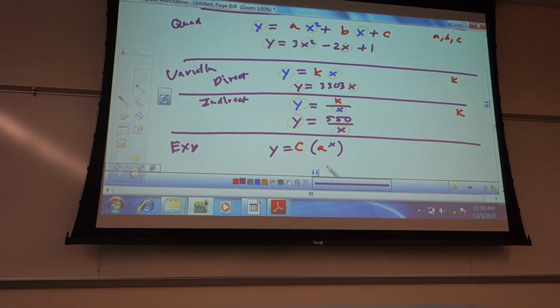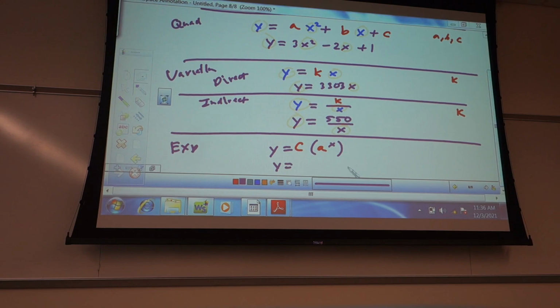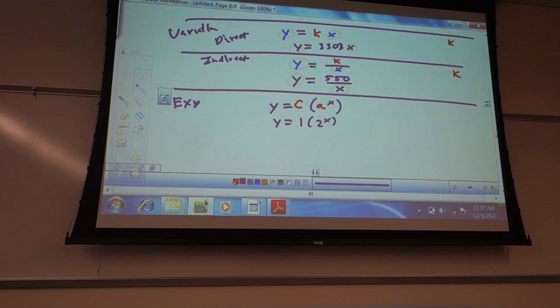For an example, the last one we had might be y equals 1 times 2 to the x. That was the one we just had a second ago, right? So here's c and a. Those are my constants we need to find. So once you find c and a, plug them in, you're good to go.